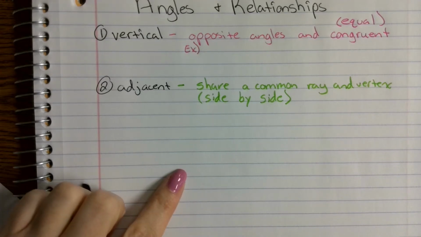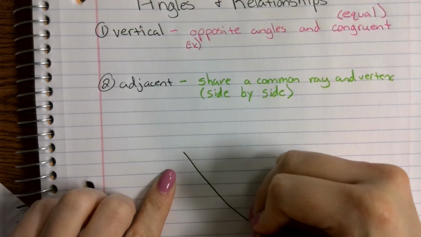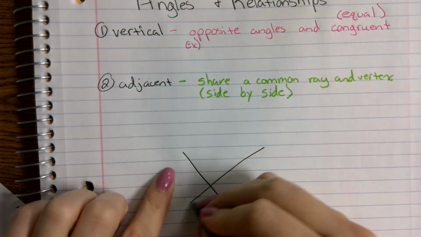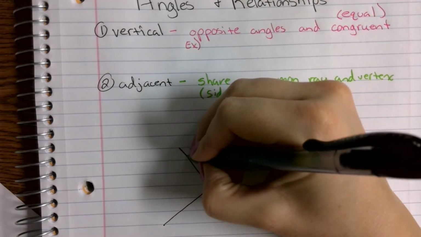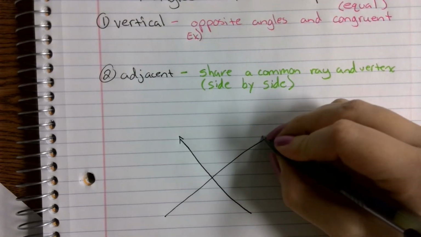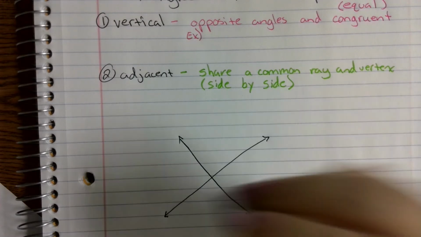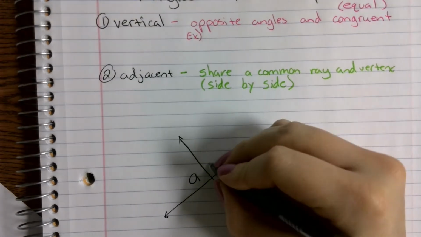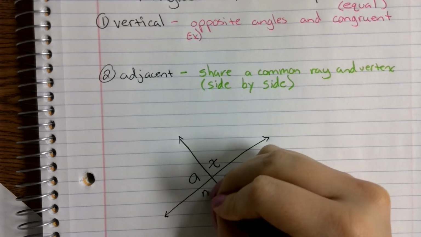So we're going to go ahead and create just a little bit below here. I'm going to create this diagram here. So I've got a set of intersecting lines. They can continue going in both directions forever and ever. And we'll label this one A, this is going to be X, this is going to be R, and this is M.